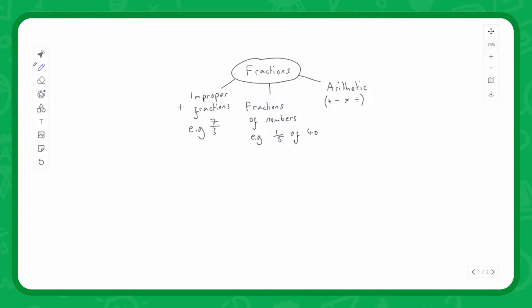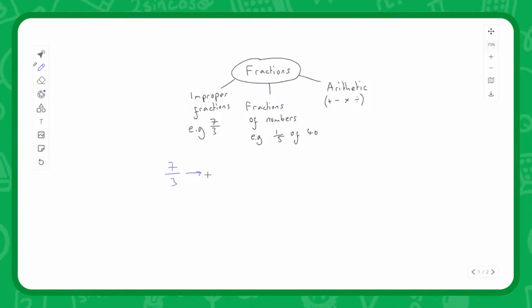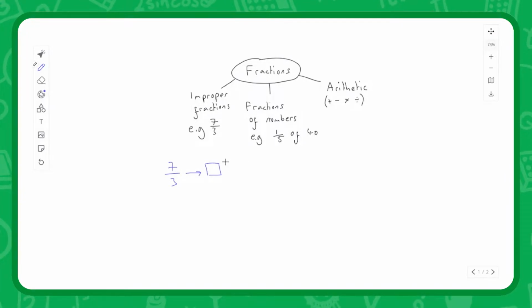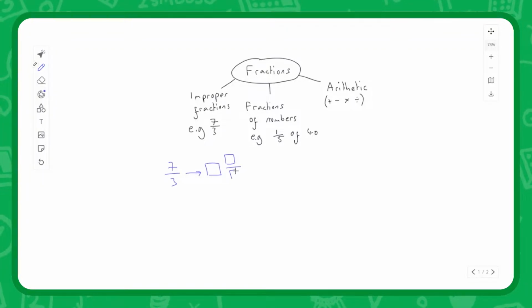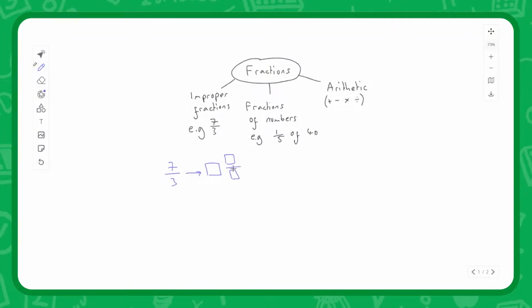So let's look at the first topic, improper fractions. This is most often seen in the context of mixed numbers. So, for example, let's look at 7/3. So we could convert this into a mixed number, and by mixed number, I mean a number that is a mixture of a whole number and a fraction. So it has that kind of format to it.